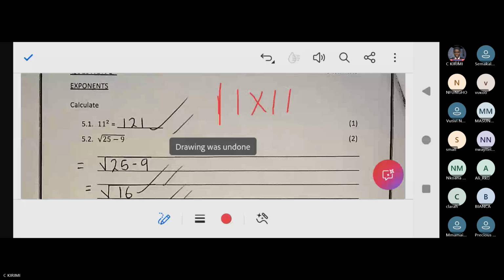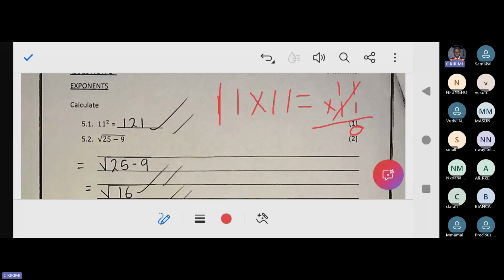So use 11 times 11. The same method, 0 as a placeholder. 1 times 1, that's 1. 1 times 1, that's 1. Then from there, you are now multiplying by this other 1. 1 times 1, 1. 1 times 1 there, that's 1. Then you add 0 plus 1, 1 plus 1, that's 2, 1. That's how we are getting that answer.